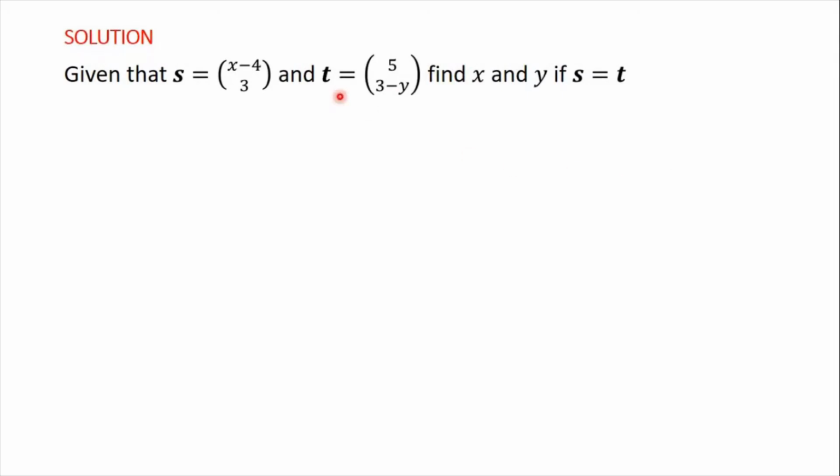We have s to be equal to (x minus 4, 3). Then t is (5, 3 minus y). The question says that vector s is equal to vector t, as you can see here.